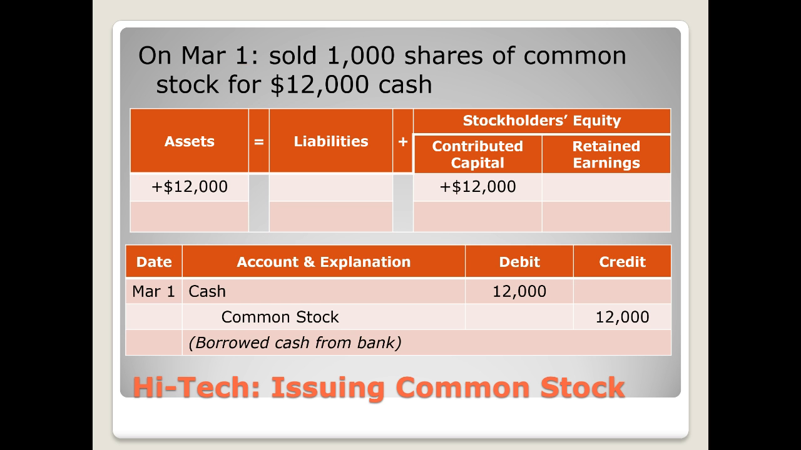Now, let's see this written out more neatly. We have an increase of $12,000 to an asset account and an increase of $12,000 to the contributed capital account. The date, March 1st. Cash has a debit of $12,000. We know there was a credit to common stock of $12,000, and we put a memo in this journal that says we issued common stock. That was the event that caused this journal entry.